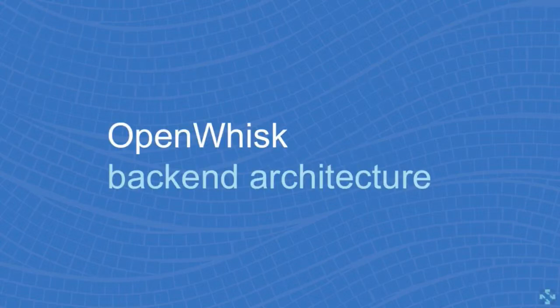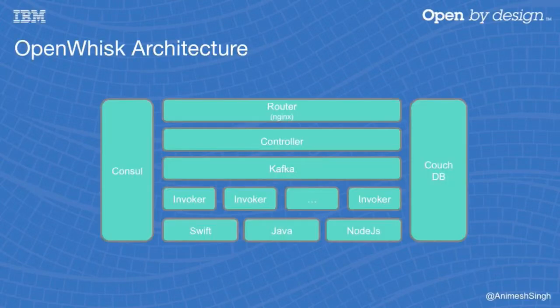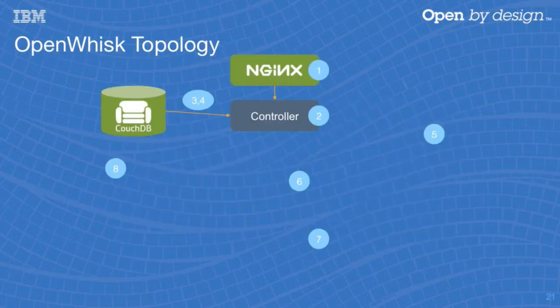With that, very briefly, I will go towards the backend architecture. This slide shows the backend architecture of OpenWhisk. You essentially have different components like router, controller, Kafka, Couch, Consul. And to better describe them, I'll use the next slide. So what happens when a request comes in to OpenWhisk? Nginx, or the proxy, is the first one to intercept it. Once the proxy gets the request, it forwards it to the OpenWhisk controller.